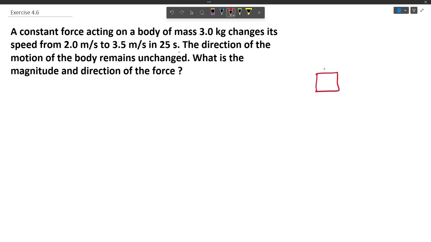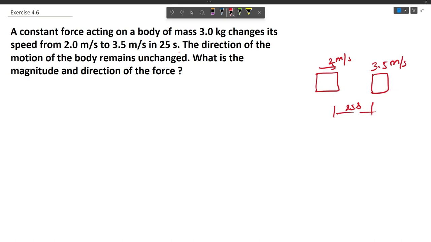which is traveling with a speed of 2 meter per second. Now it changes its speed from 2 meter per second to 3.5 meter per second in 25 seconds. When the velocity is changing, there must be some acceleration associated with the body. We have to find the direction and magnitude of force in this case. If there is an acceleration, then there must be an agent called force which is causing the acceleration.